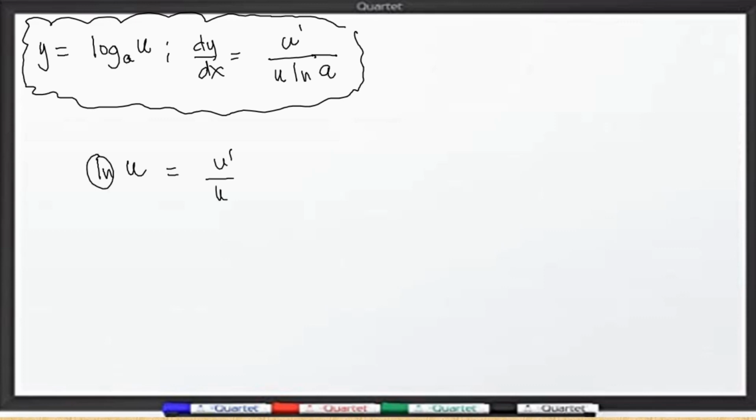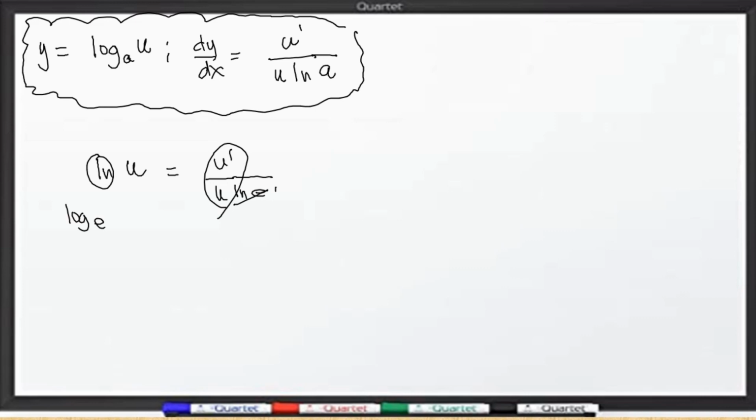Ano nga po ba itong ln? Yung ln po natin is logarithm to the base e. Okay, basically, kapag isinulat mo dito sa general formula yan, u prime over u and then ln of e. So, ganyan po ang mangyayari. Yung ln of e is 1. Kung kaya't u prime over u lang sa ln of u.